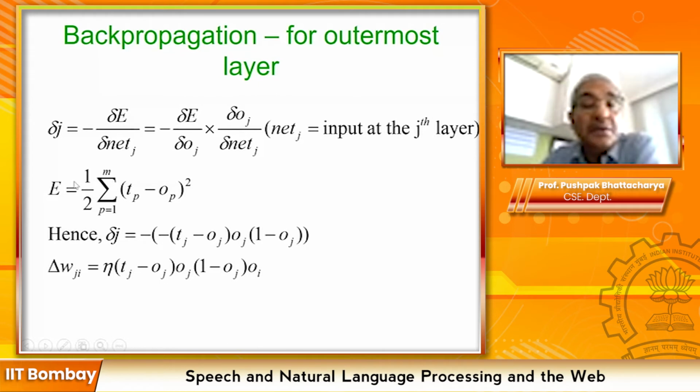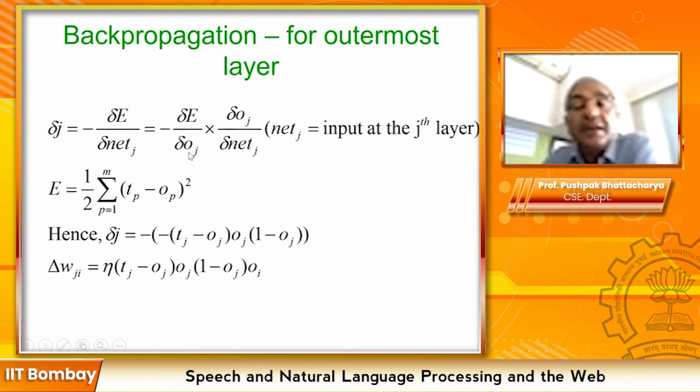Now error equals 1 by 2 sigma p equal to 1 to m, tp minus op, square. Here p is the pth neuron, from 1 to m. Now if I look at delta j, delta E delta Oj is the differentiation of the term tp minus op square, and there are m such terms, but only one term will remain because it is a partial derivative with respect to Oj.